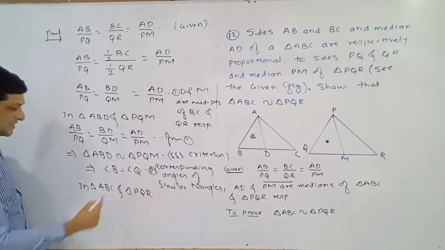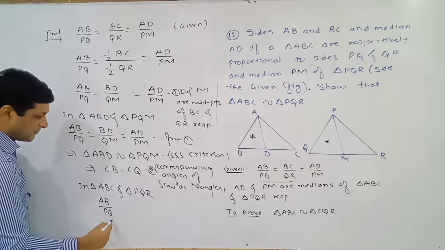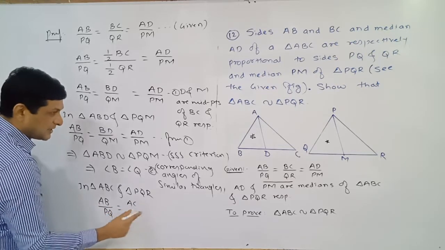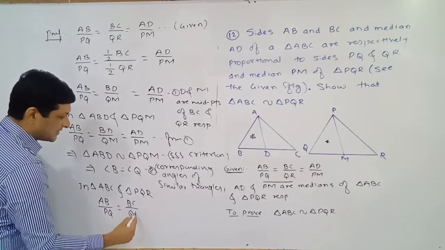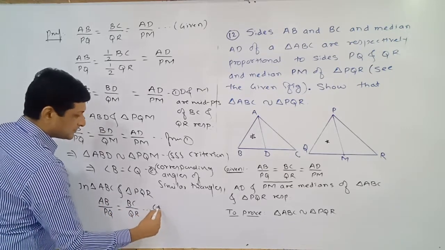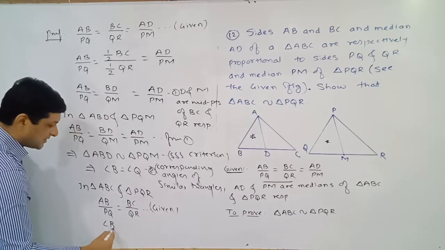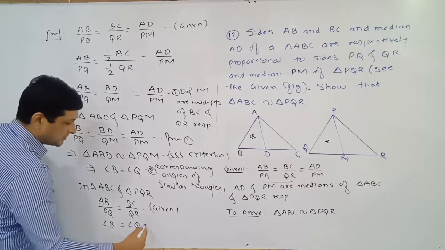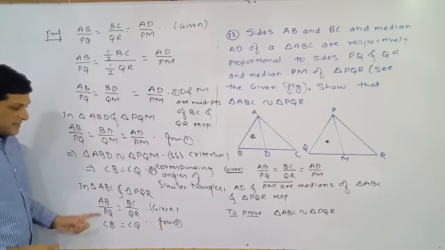Use the given condition that AB upon PQ is equal to BC upon QR. This is the given condition. And just now what result have we got? Angle B is equal to angle Q, so from equation number 2. Okay. So that's why here what result have we got?